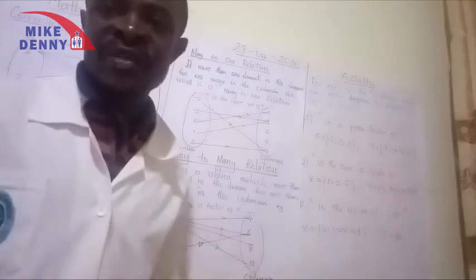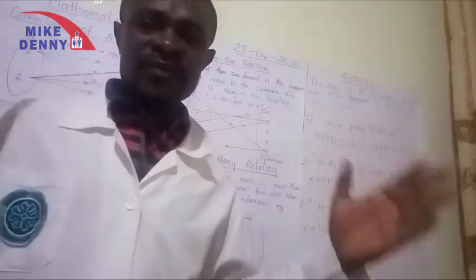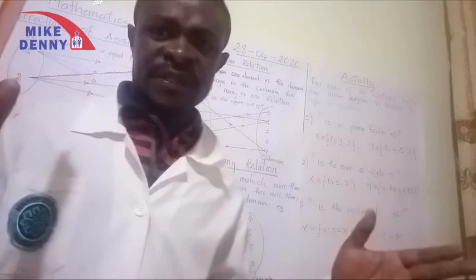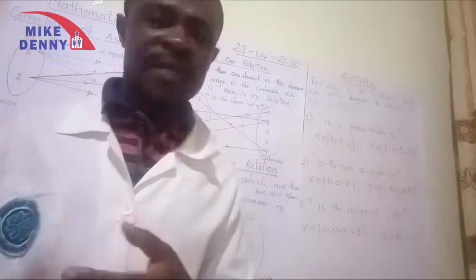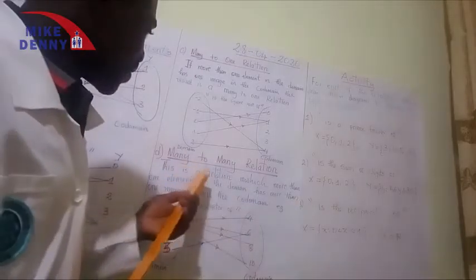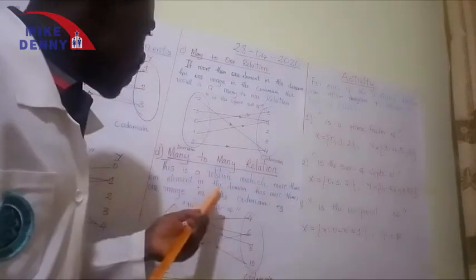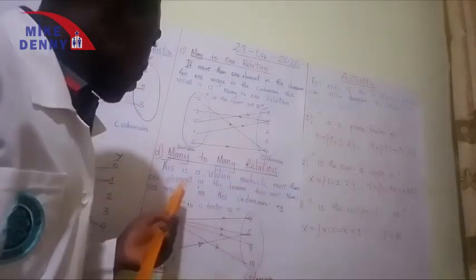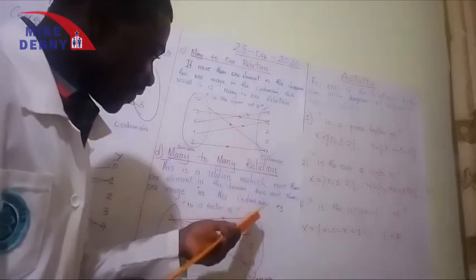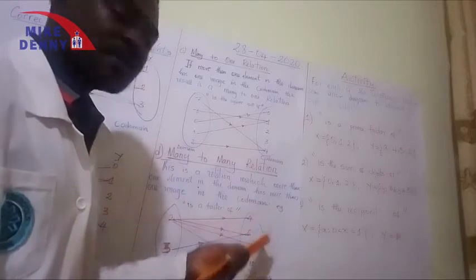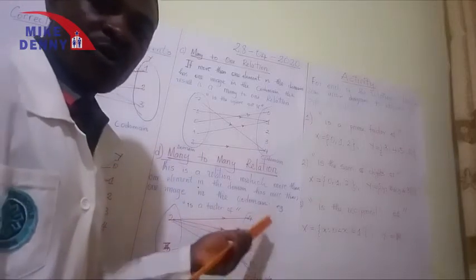With the many-to-many relation, so many elements in the domain are mapped to so many elements in the codomain. So we'll read it. We said this is a relation in which more than one element in the domain has more than one image in the codomain. Okay, so the set of elements here that are used up are images. In the codomain, we can also call them images.